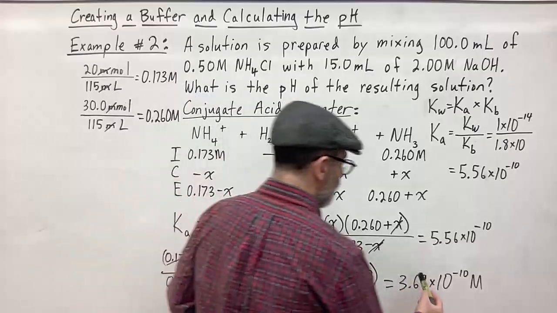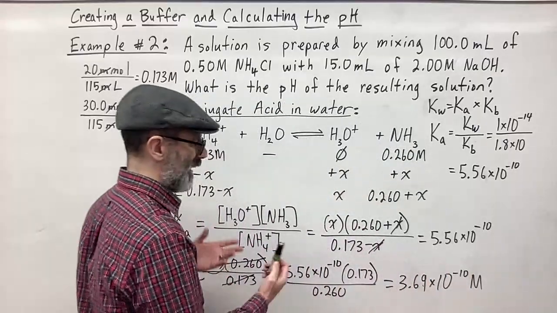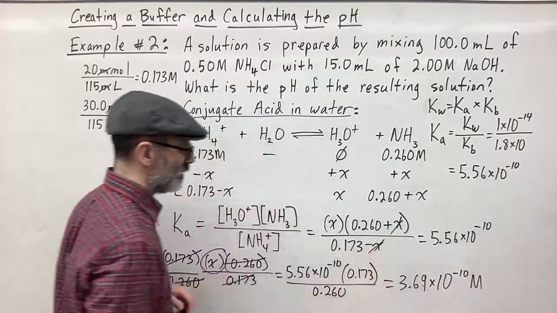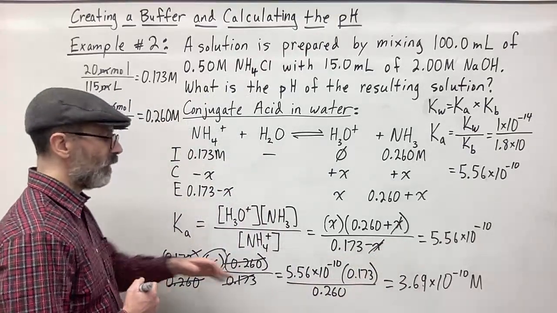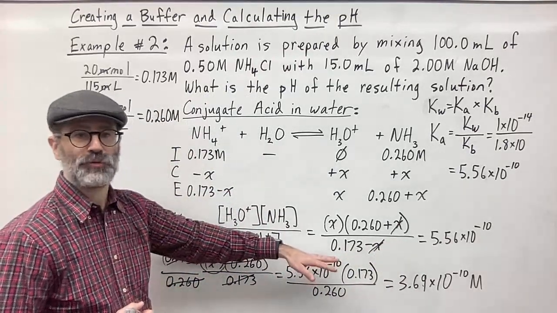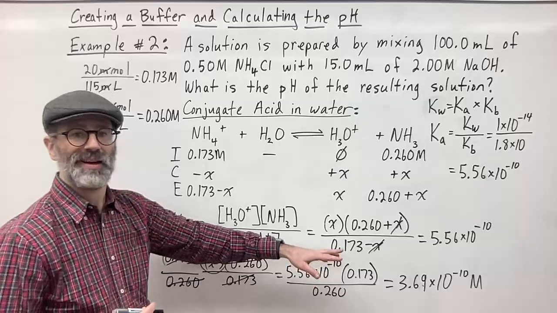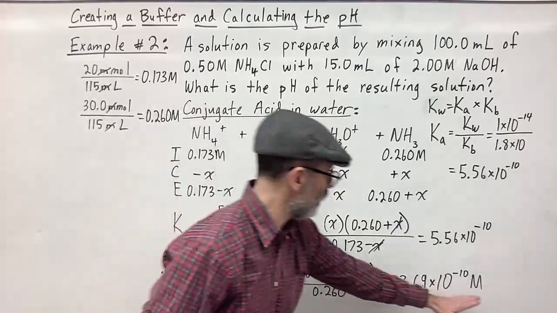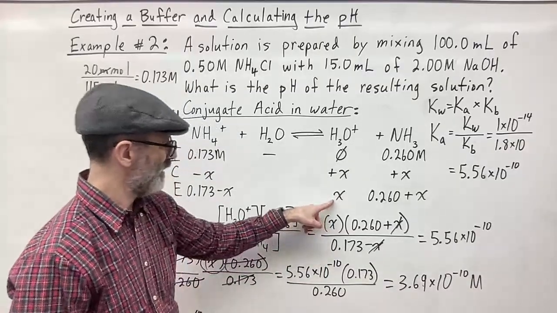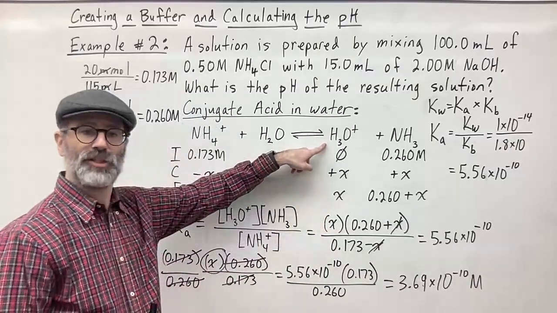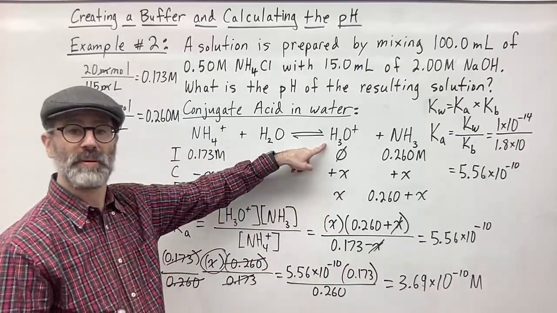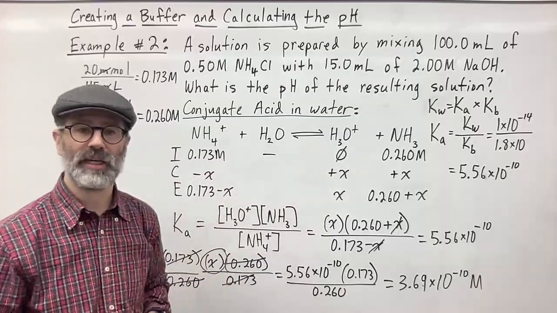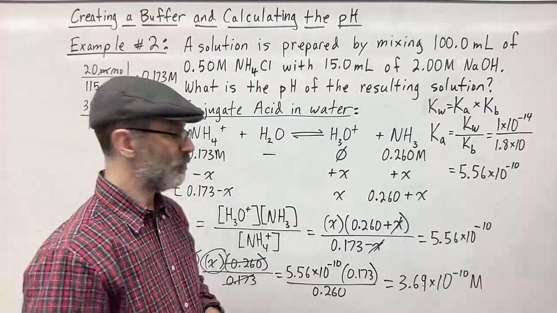So then this is very small. This justifies that our x is small enough. And if we actually did the 5% rule, we would find that the percent is much, much, much less than 5%. So now we can use this. Why? Because x is the hydronium concentration, which is what pH is based on. So now we can calculate the pH of the substance.